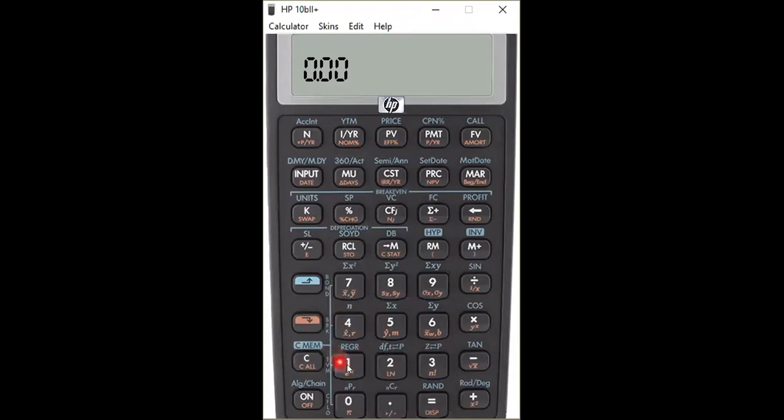So if it's not on 1 PYR, by default it's on 12, you press 1 to change it, and then you press the red shift button, then you press this PMT PYR button. So now it's fine, it's now on 1 PYR. So you press 1, shift, and then PMT PYR. Okay, so now the calculator is fine. And then you enter in each of this information that you've been given. We've been told that they want to invest for 18 years. 250,000 is our PV.